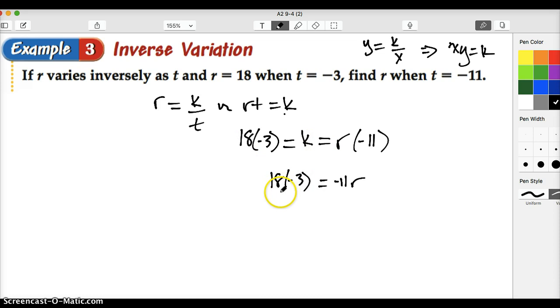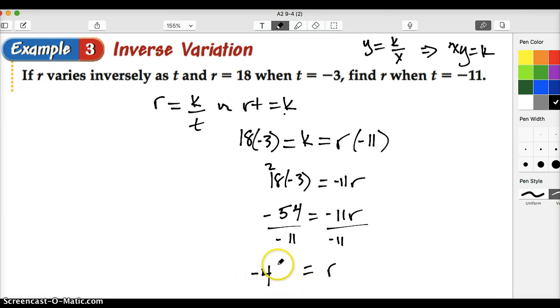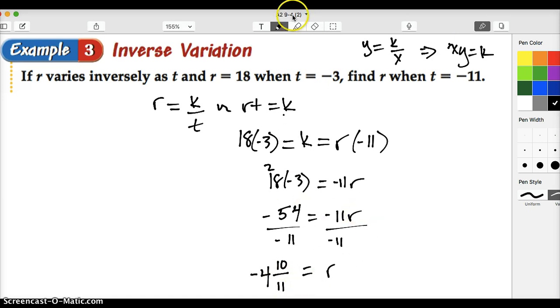So what I'll do is multiply 18 times 3. Can I do that? I think I can. So I get 4 carry 2, 3 times 1, 3, 4, 5. So I'm going to get 54. Negative 54 is equal to negative 11r. Divide both sides by negative 11. And then I get that r in this case is equal to negative 4 and 10 elevenths. Yeah, negative 4 and 10 elevenths.